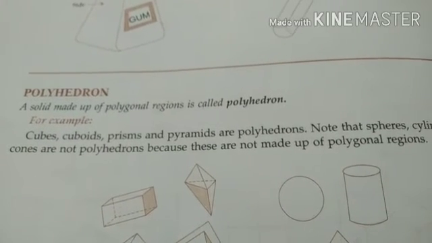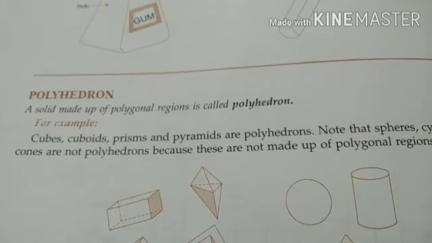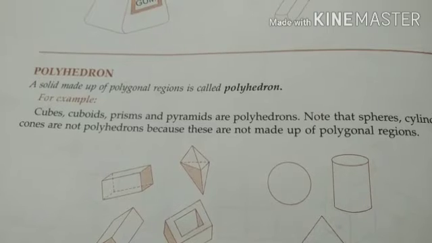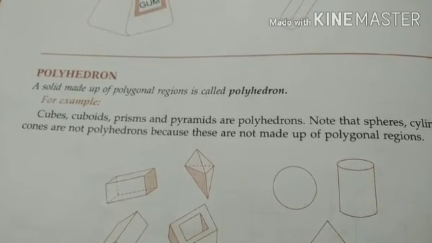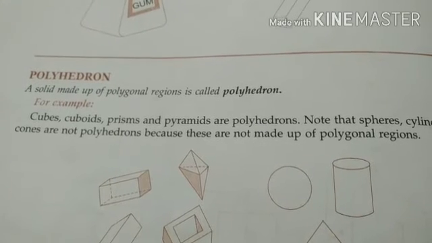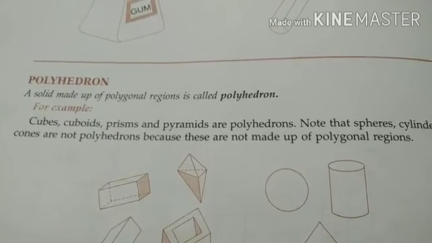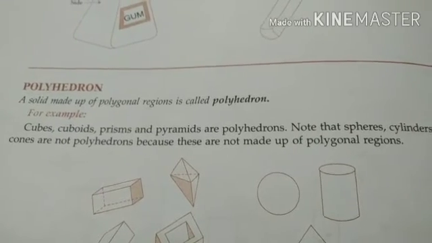What is a polyhedron? A polyhedron means 3D figures, 3D shapes. So, 3D shapes with polygonal faces. Polygonal faces means flat faces and straight edges. So you better understand that polyhedra are solid shapes with flat faces and straight edges.